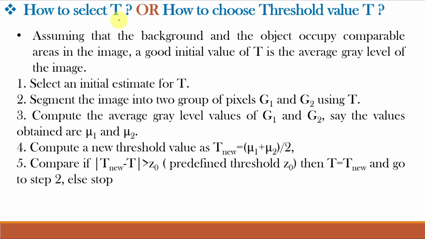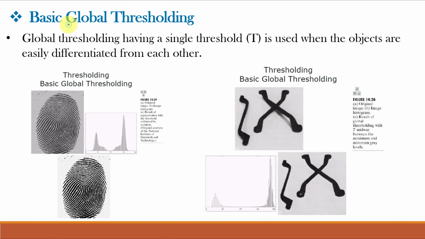A simple method would be to choose the mean or median value. The rationale being that if the object pixels are brighter than the background, they should also be brighter than the average. So assuming that the background and the object occupy comparable areas in the image, a good initial value of t is the average gray level value of the image. And these are the steps for selecting the average threshold value. Let us understand global thresholding.